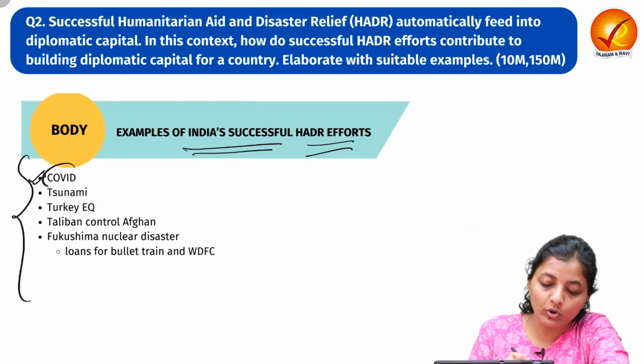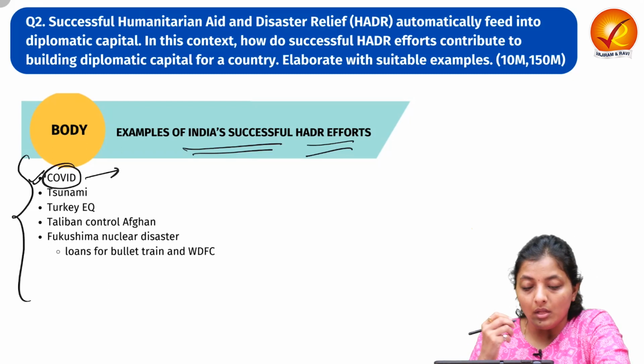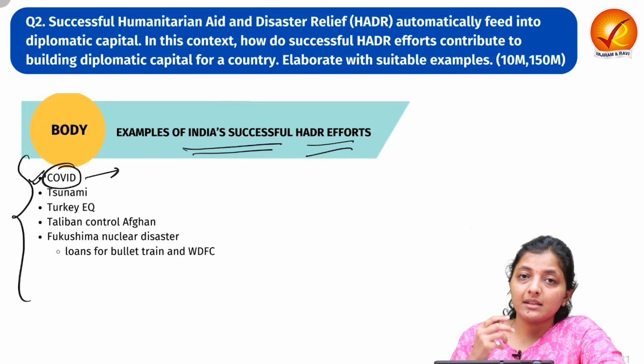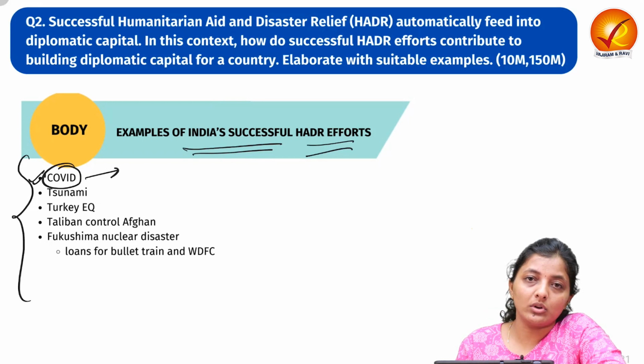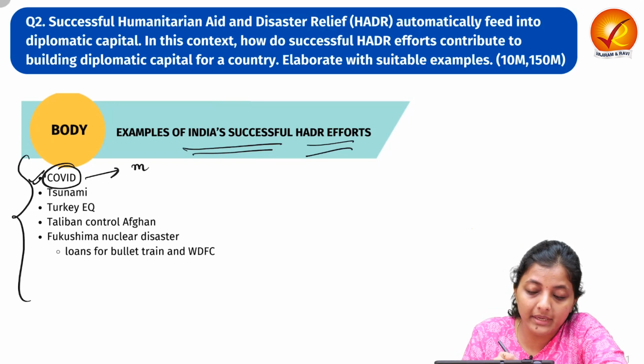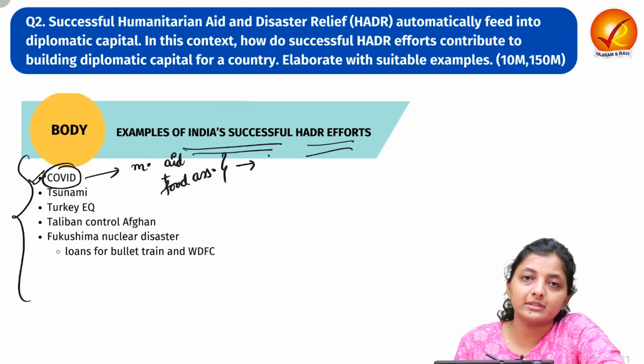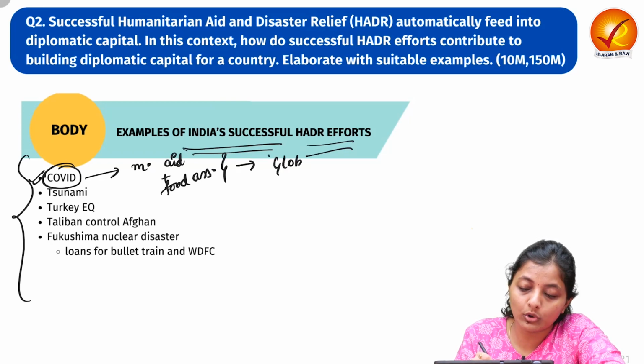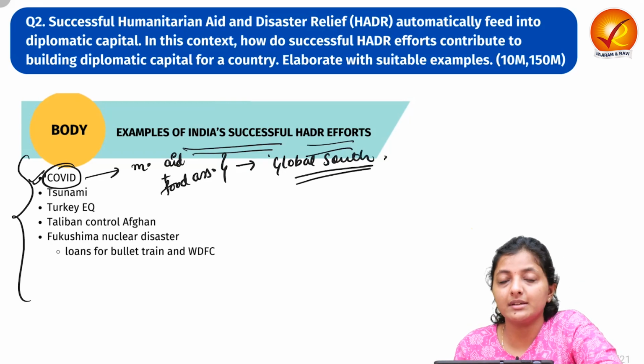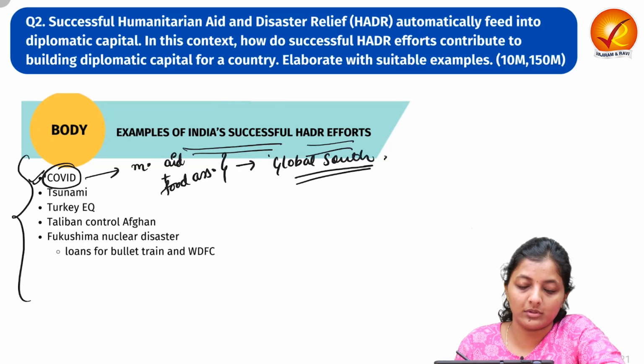Like in the case of COVID, India presented its role as the pharmacy capital of the world. It provided medical aid, also food assistance, to countries across the world, mainly to the Global South. It presented its role as the voice of the Global South.